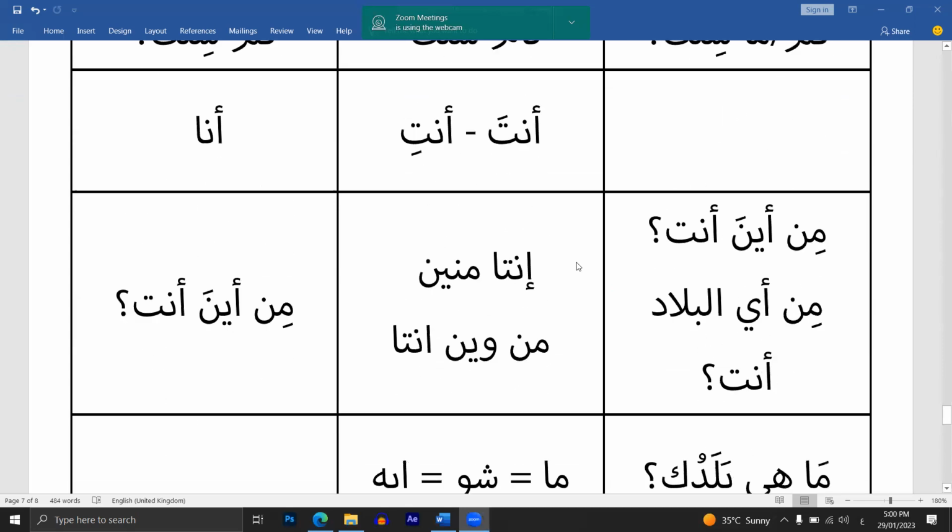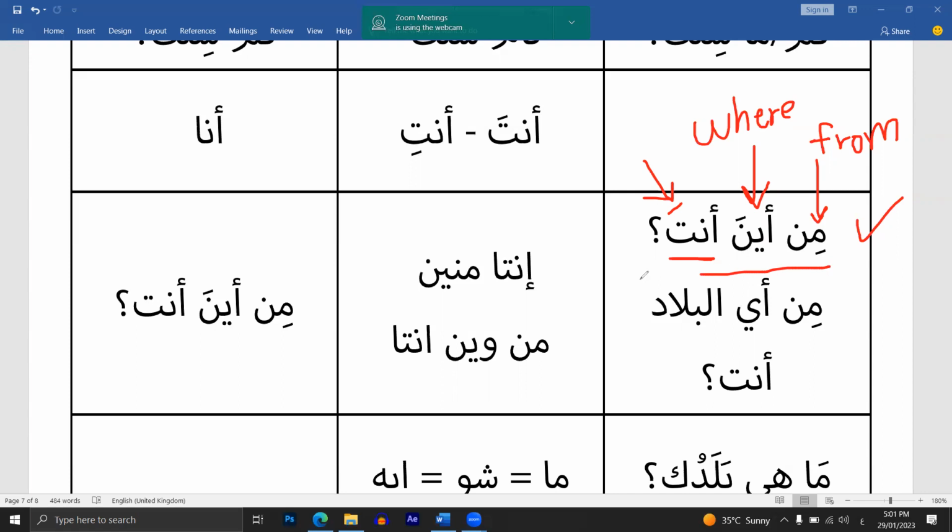Then, asking about the nationality or the country. In standard Arabic, we can say من أين أنت. من أين أنتما. And so on. من is a preposition, means from. أين is an interrogative noun, means where. From where. أنت means you are. Because as we said, in the present we are not using the verb to be. So أنت is enough. من أين أنت, from where you are.